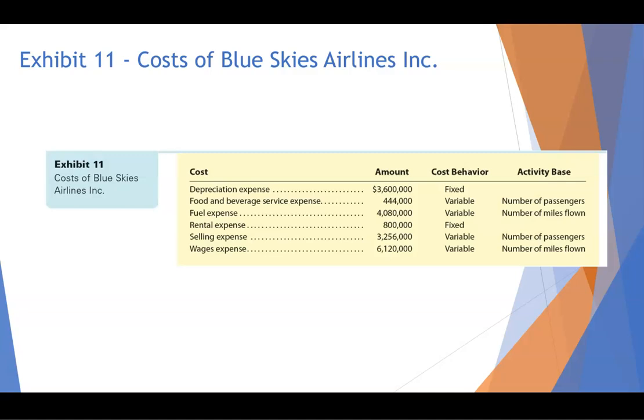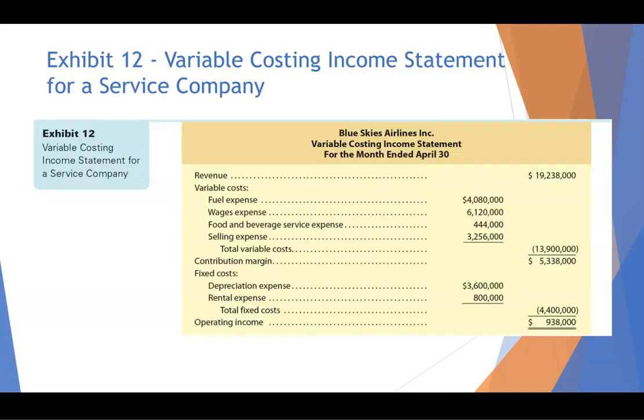So here we see the various expenses for Blue Skies. So in this case, unlike a manufacturing company, this slide doesn't report cost of goods sold or inventory or manufacturing margin. But a contribution margin is reported separately from the operating income.